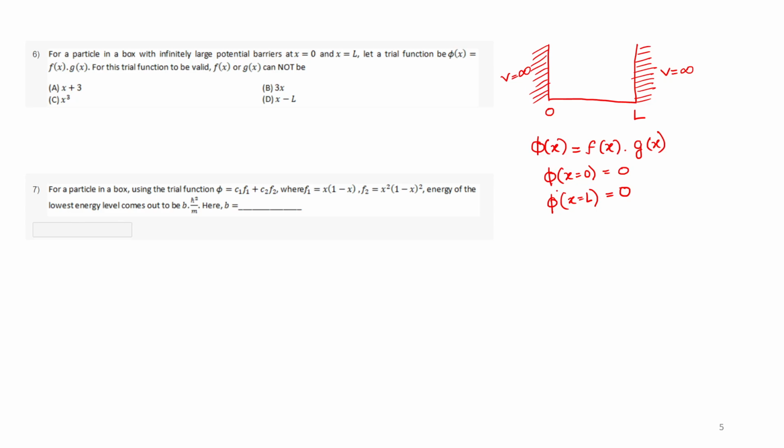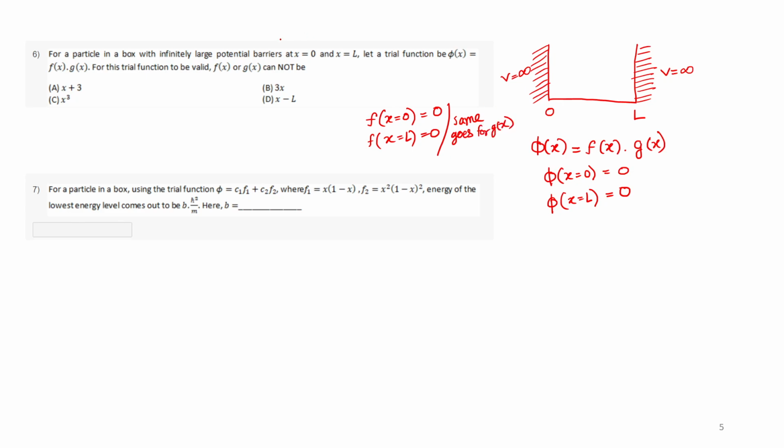Now suppose phi of x at x equal to 0 is 0, and phi of x at x equal to L is also 0. For that case, either f of x or g of x, any one of them, should be 0. So what I am trying to say is that f of x at x equal to 0 can be 0, or f of x at L can be 0. Same goes for g of x as well.